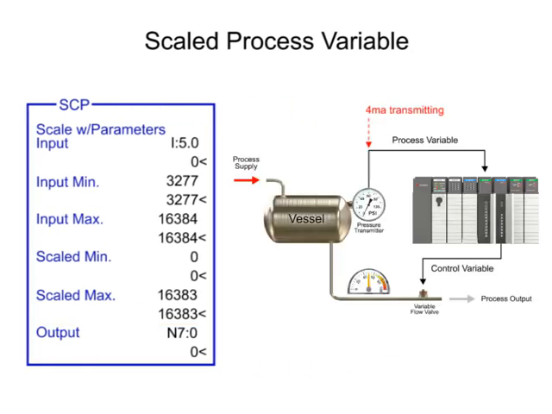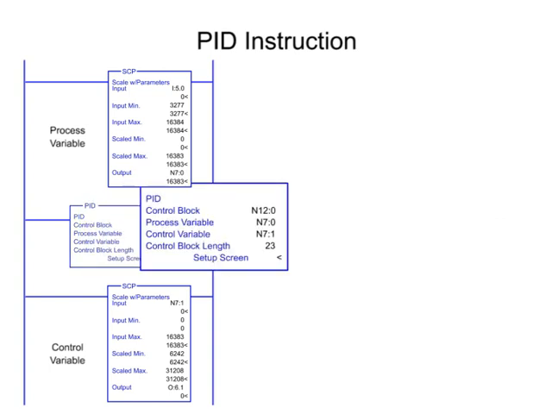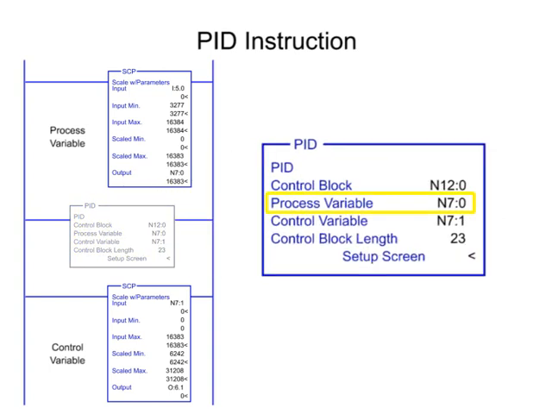For example, when the minimum pressure of 0 psi is measured, a scaled value of 0 is transferred to the SCP output, and when 100 psi is measured, a scaled value of 16,383 is transferred to the SCP output. In the PID instruction, the process variable parameter is programmed as an integer file, which is the scaled value from the SCP instruction. The control variable parameter is programmed as an integer, which is the memory address for the output value.